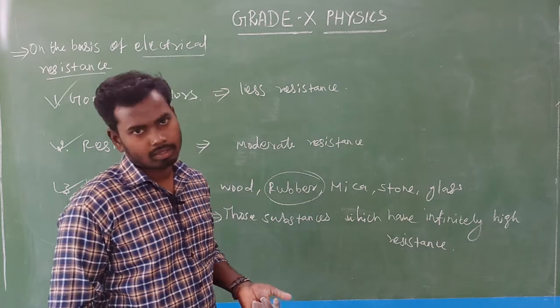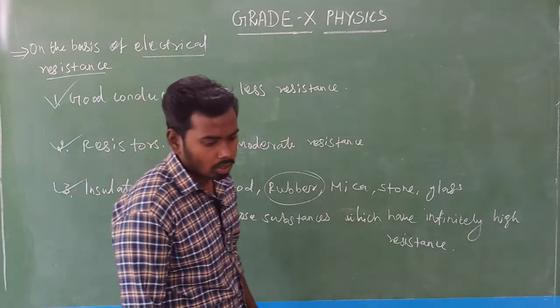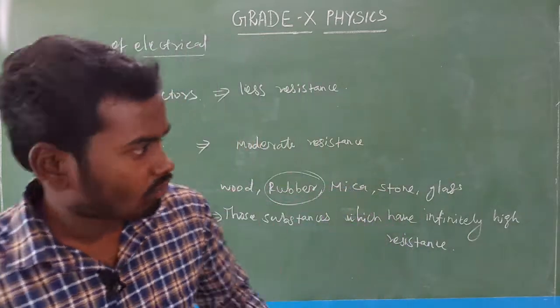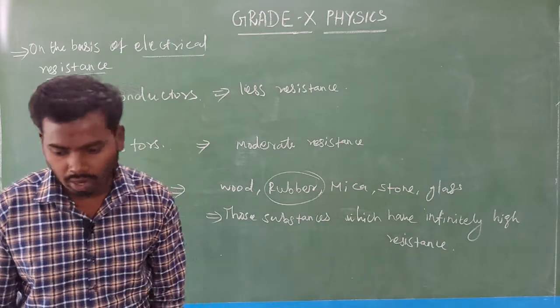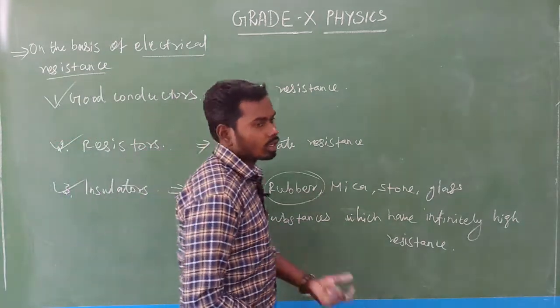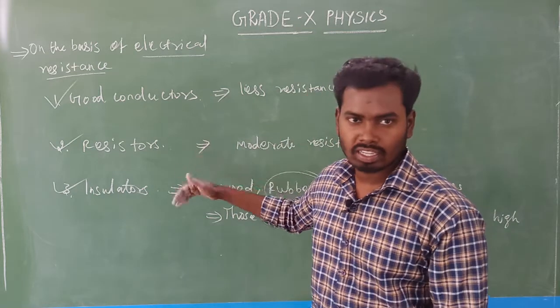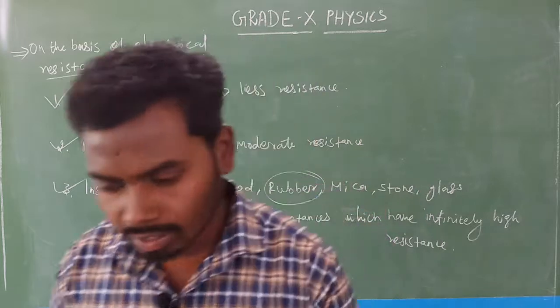Is it clear? Yes, that's all, students. Very easy one. So good conductors, resistors, then insulators. So everything is okay. In this session we have finished this lecture very easily. We have seen Ohm's law, the verification of Ohm's law, and these three categories of things based on electrical resistance and so many things. Is it clear?